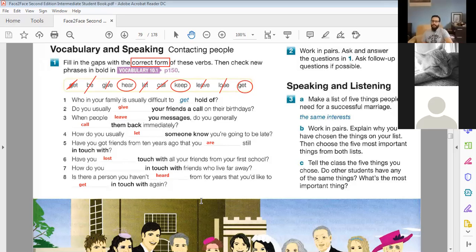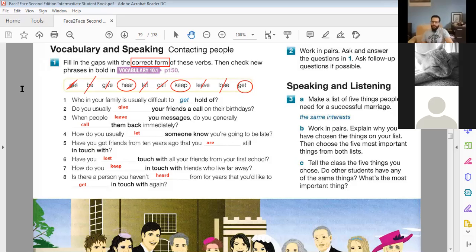All right, so this means number 7. You have the last verb. How do you keep in touch with friends who live far away? That's it. All right, so I think most of them are fairly obvious and clear.